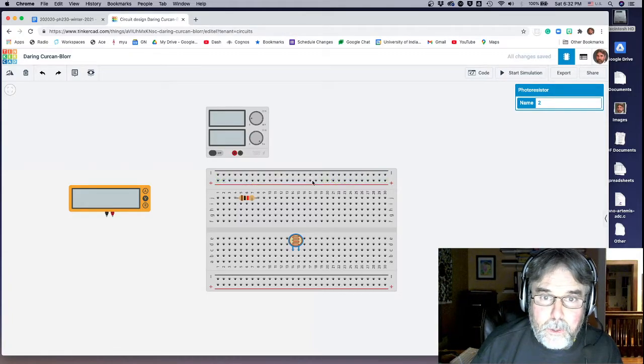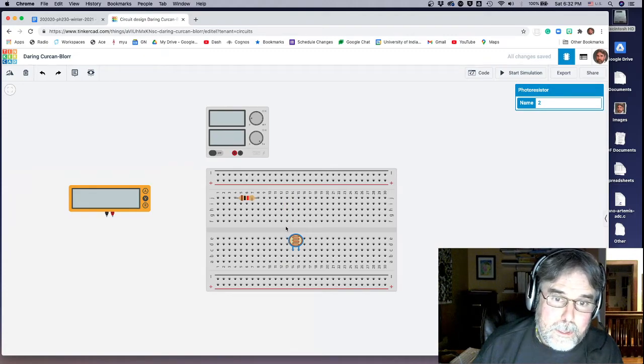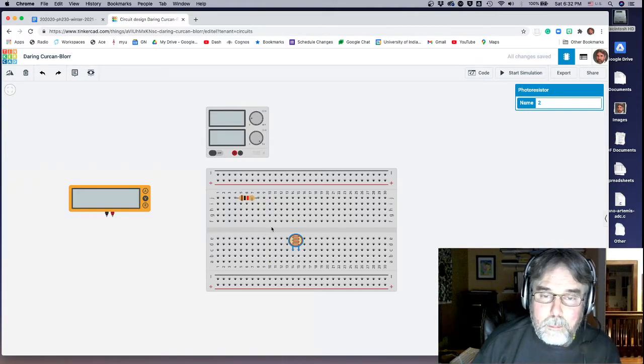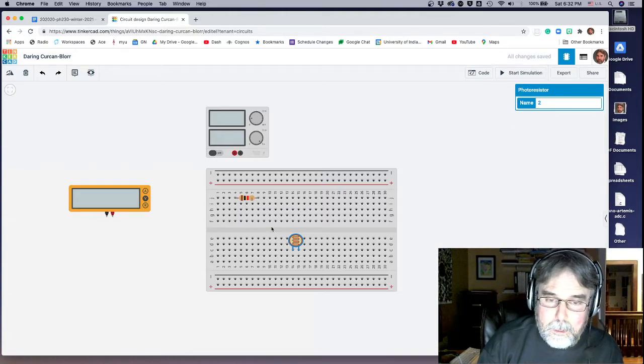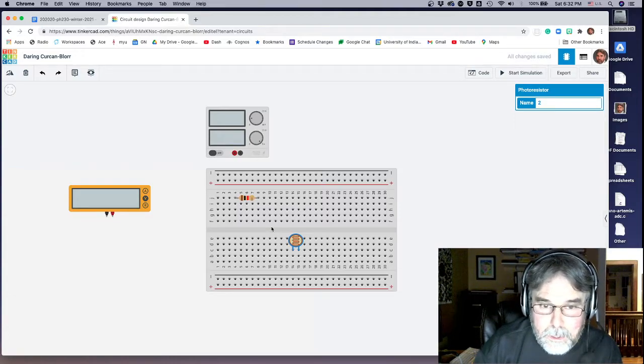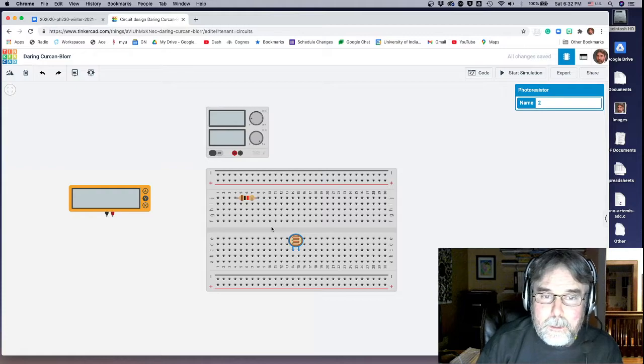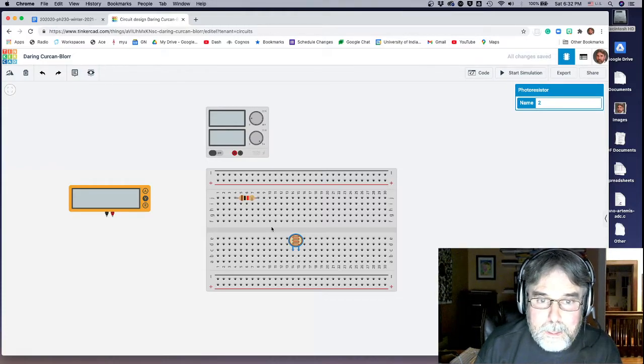This row has all these holes connected together. But if I go down here, you'll notice these ones are connected vertically instead of horizontally. These ones are connected horizontally. These ones are connected vertically. But they're not connected across this middle line here. So we'll find that that's useful later when we get to dual inline packages, which are kinds of components that have many legs and you stick them in there and they fit into the breadboard very nicely.